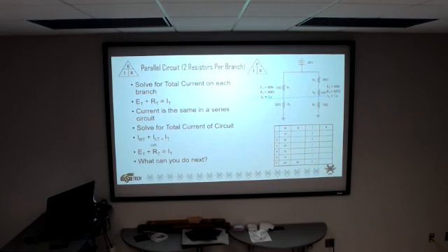Good? Okay. So resistors 1 and 2 have 2 amps, so on resistors 1 and 2, we're going to put 2. And then 3, 4, and 5 have 1 amp, so we're going to put 1 on there. And then 2 plus 1 equals 3.